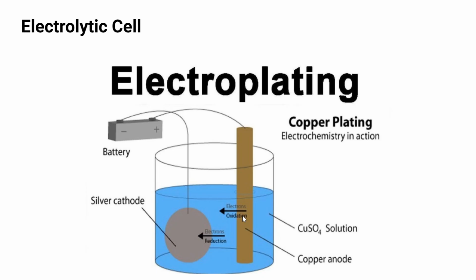And we have this one metal falls apart, and as that metal goes into the liquid, it then is picked up by the silver, by this other piece, and then it's covered in copper.